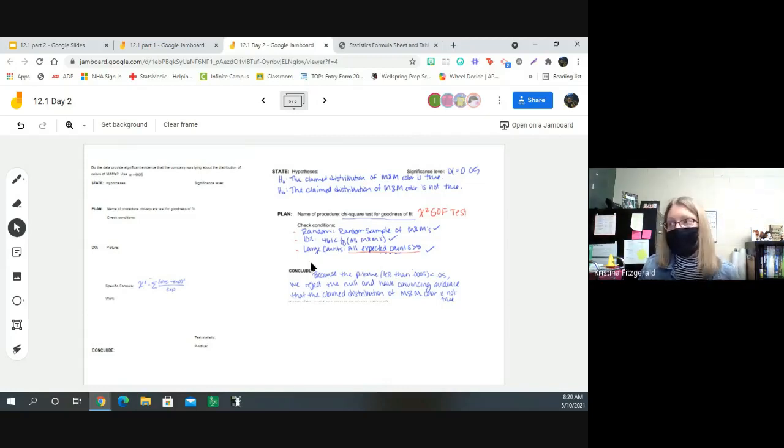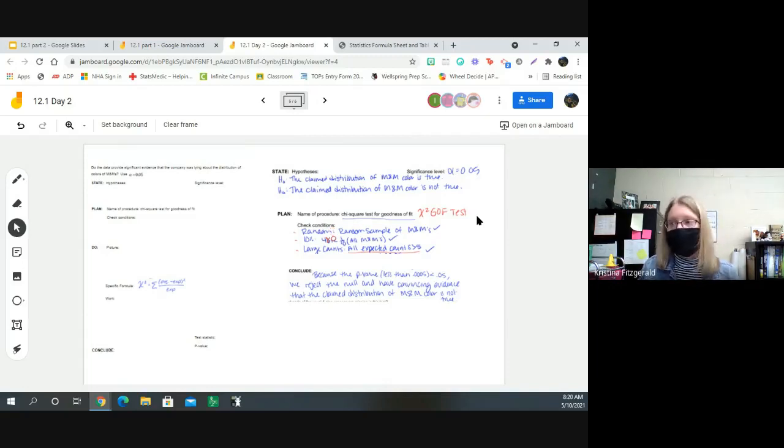So our hypotheses, we said it was the claim distribution is true or it's not true. You want to give your cutoff point just like normal. The name of your test is different. It's going to be chi-squared goodness of fit. So if you see a question where there's a table or there's categories listed, categorical data like colors like we had, or days of the week like we did, then you want to use the chi-squared goodness of fit. I should say 480. Okay, so those are our conditions.